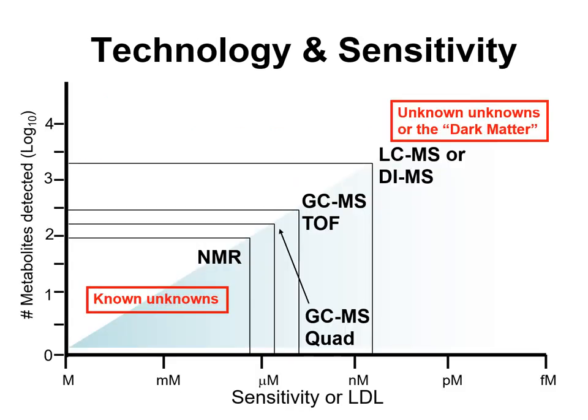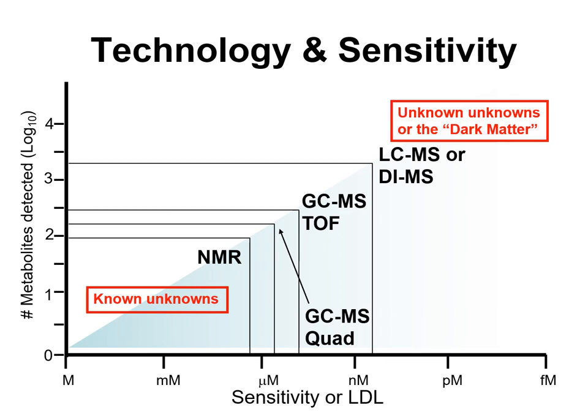This is a graph illustrating the unknown unknowns, or what we call the dark matter of the metabolome, and the known unknowns. At the bottom left corner is an illustration of our sensitivity and the typical number of metabolites that we can detect using different technologies in metabolomics: NMR, GCMS, and then LCMS.